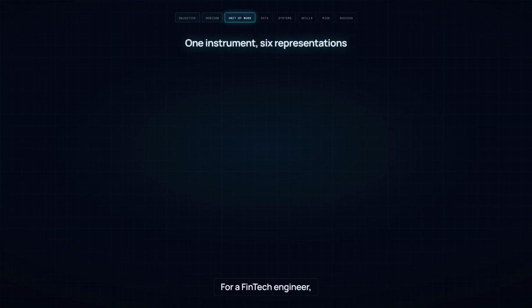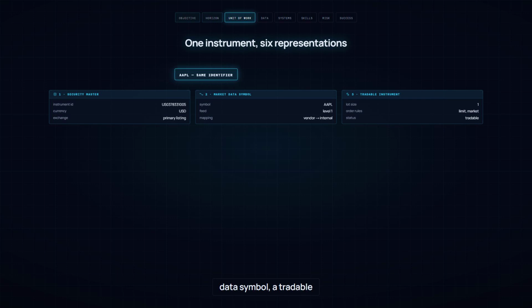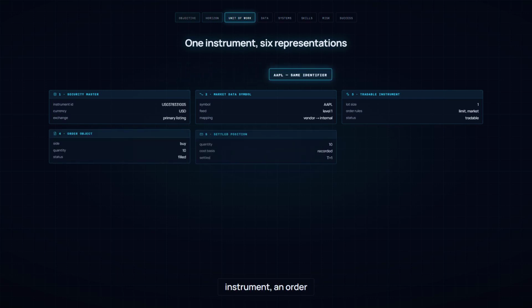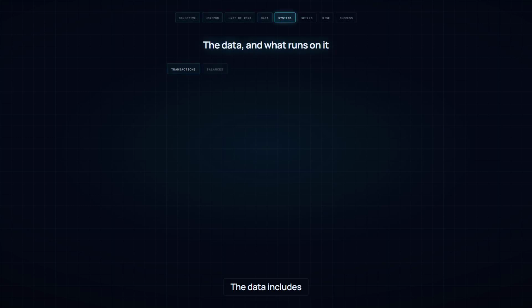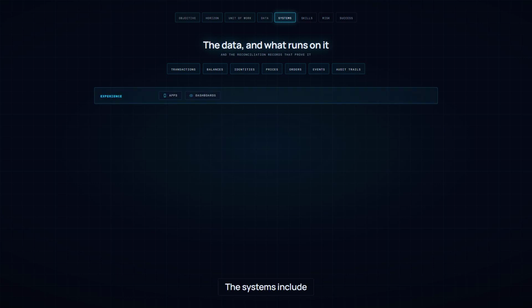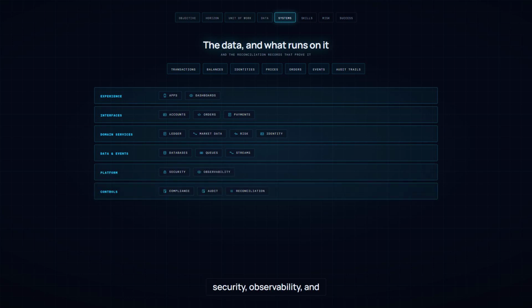For a fintech engineer, Apple may appear as a security master record, a market data symbol, a tradable instrument, an order object, a settled position, and a custody record. The data includes transactions, balances, identities, prices, orders, events, audit trails, and reconciliation records. The systems include interfaces, databases, ledgers, payment rails, market data pipelines, security, observability, and compliance controls.